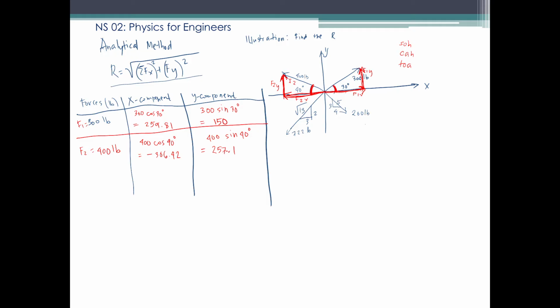Next, we have the third force, the 722-pound force. Now, what about this one? We are not given the angle for this. For forces which are not given an angle, you are instead given the slopes. This is how you solve it.